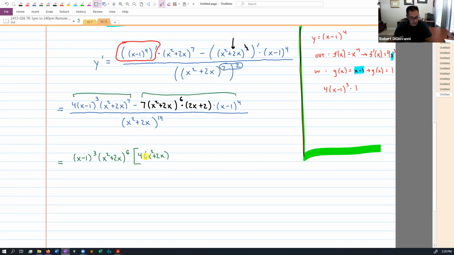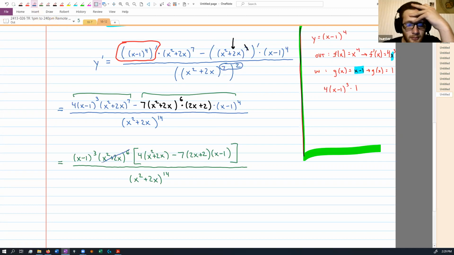So I pulled that out. That's all that's left here. Here, I have a minus and then a 7. And then let's see. I pulled 6 of those out, right? So that's all gone. And then I still have this 2x plus 2. And then I pulled 3 of these out. So I still have an x minus 1. And then all over the x squared plus 2x to the 14th. Do you understand? I just pulled the GCF out.